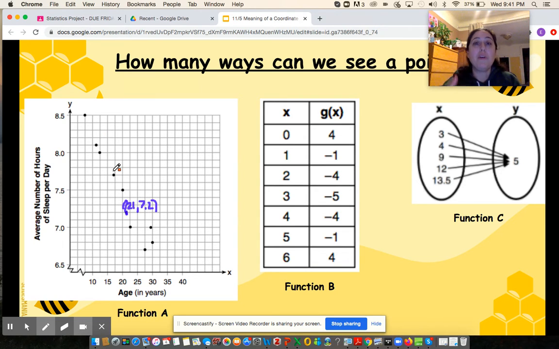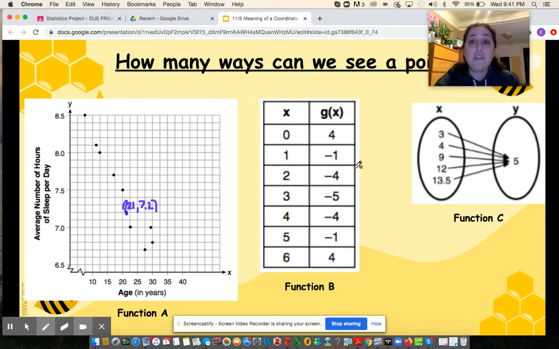I can also interpret them as parentheses, X value, Y value. I can also tell you that in this, the X's are the age. So this is saying at 21 years old, this is an age, because it's the X value, and that's what the X's mean. And this is 7.2 hours of sleep. So that is a data point for this specific story talking about age and sleep.